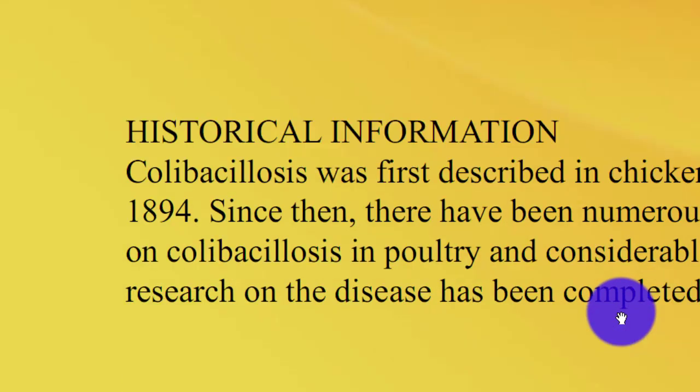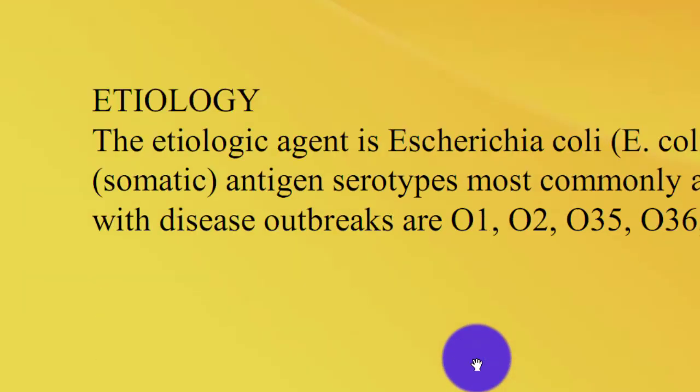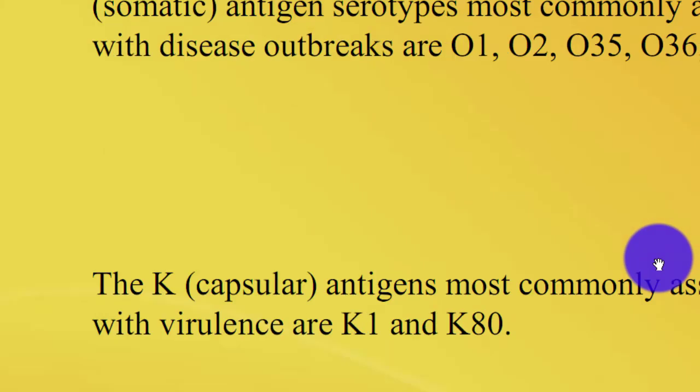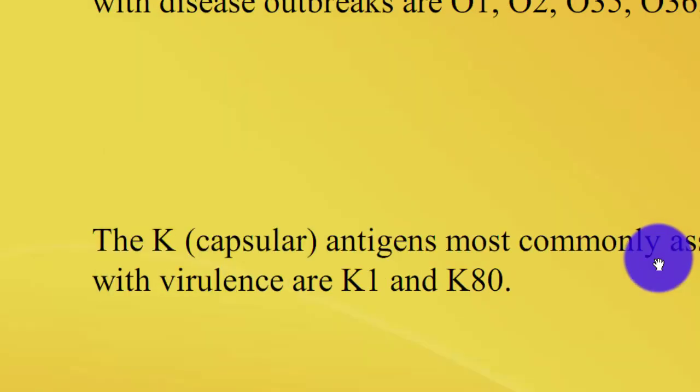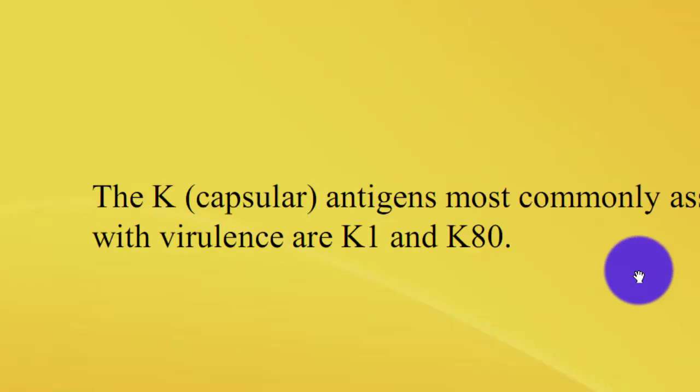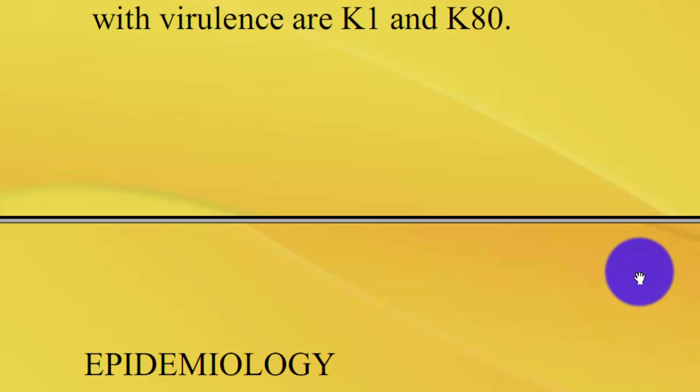Historical information: colibacillosis was first described in chicken in 1894. Since then, there have been numerous reports on colibacillosis in poultry. Considerable research on the disease has been completed. Etiology: the etiological agent is Escherichia coli. The O-somatic antigen serotypes most commonly associated with disease outbreaks are O1, O2, O35, O36, and O78. The capsular antigen, K antigen, most commonly associated with virulence are K1 and K80.